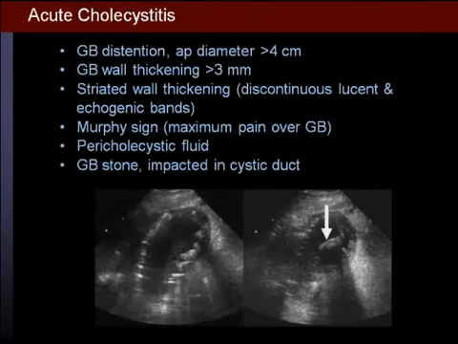Now, the diagnostic ultrasound criteria in acute cholecystitis are well known. We look for gallbladder distension. The diameter will typically be more than 4 centimeters. There's gallbladder wall thickening. There's striated wall thickening with lucent and echogenic bands, Murphy sign, pericholecystic fluid, and the gallbladder stone typically impacted in the cystic duct.